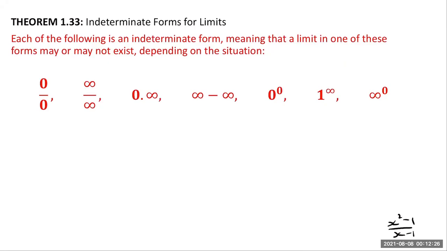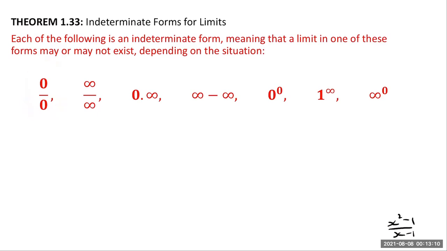Then we have theorem 1.33, indeterminate forms for limits. Each of the following is an indeterminate form, meaning that a limit in one of these forms may or may not exist depending on the situation. These are the indeterminate forms. 0 over 0 is an indeterminate form. What that means is that when you try to calculate a limit, if you get this form, you cannot say anything about the existence of the limit. The limit may or may not exist if you get this form.